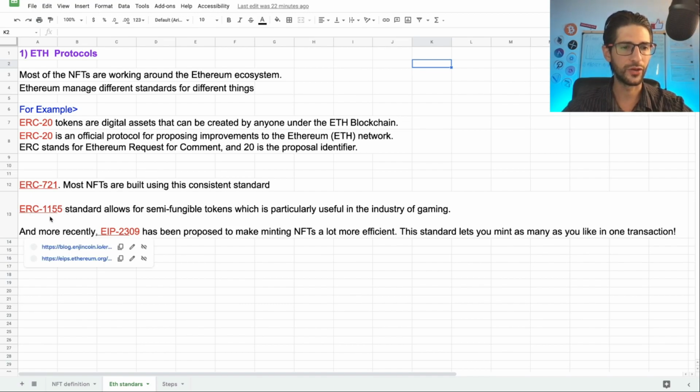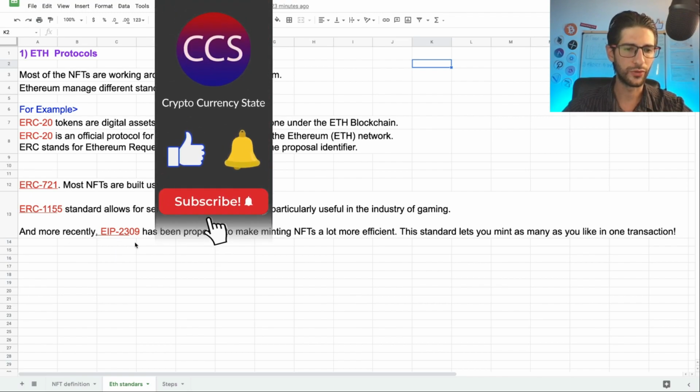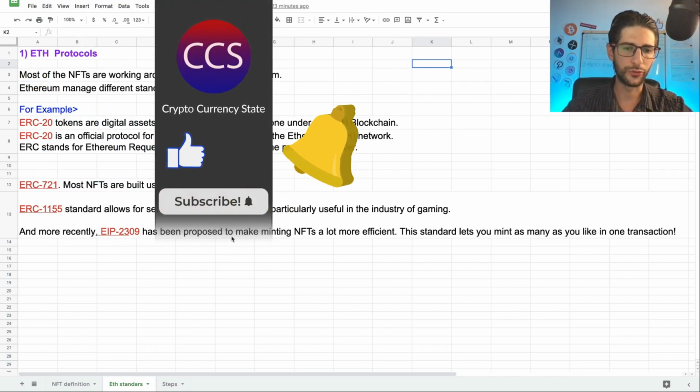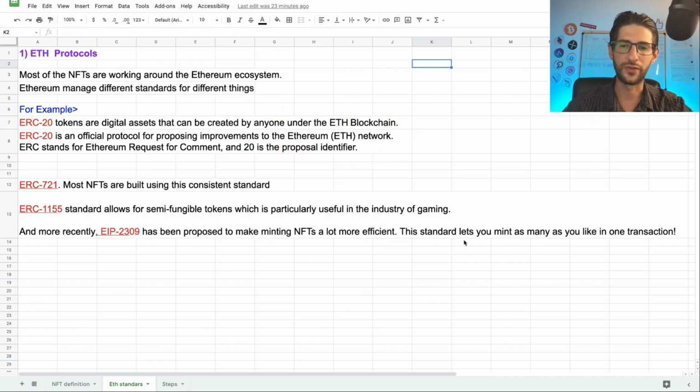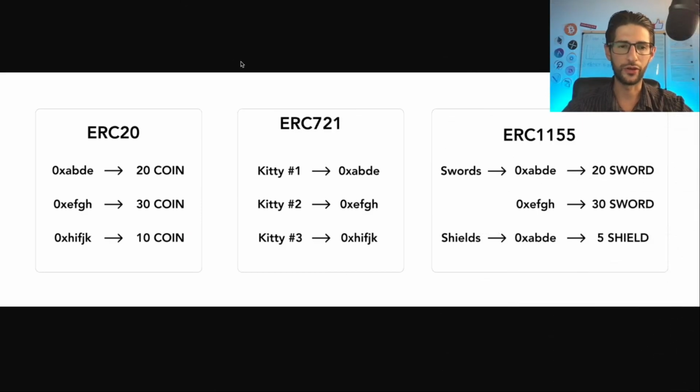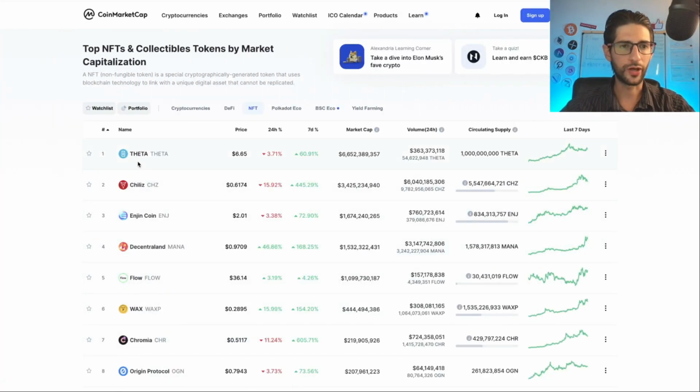Then we have ERC-1155. The standard allows for semi-fungible tokens, which is particularly useful in the gaming industry. And more recently, we have EIP-2309, which has been proposed to make minting NFTs a lot more efficient. This standard lets you mint as many as you like in one transaction over Ethereum. And you can see here an image for comparison of all three protocols that I mentioned, where CryptoKitties are running on 721, and now we have another protocol for NFTs, which is different from the tokenization of the most common ERC20 tokens for Ethereum.